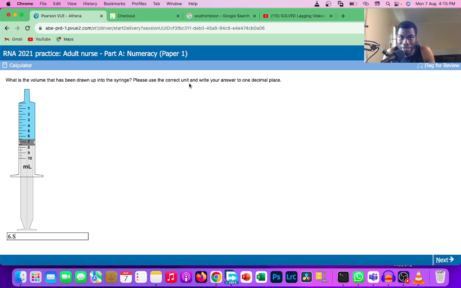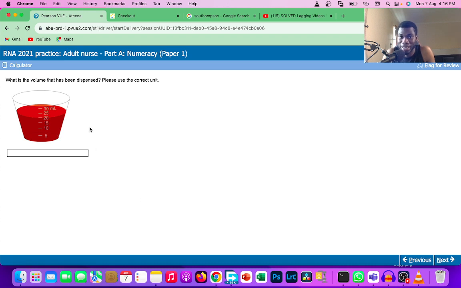As I said, you leave a space using the space bar. Then you have a small letter m and then capital L. That is how they write mL in the UK, as per the NMC. So you type 6.5, you leave a space, small m, capital L, and then you go to the next question. They are very, very simple questions. Basically they are asking you about the quantity, which is exactly on the 20 mark. And they are saying we should put the correct unit.